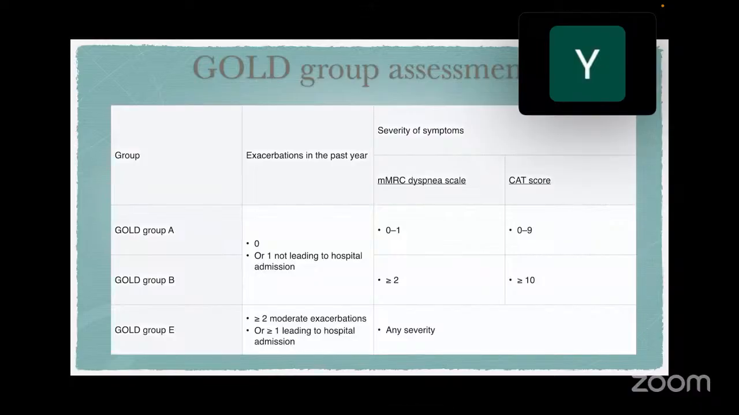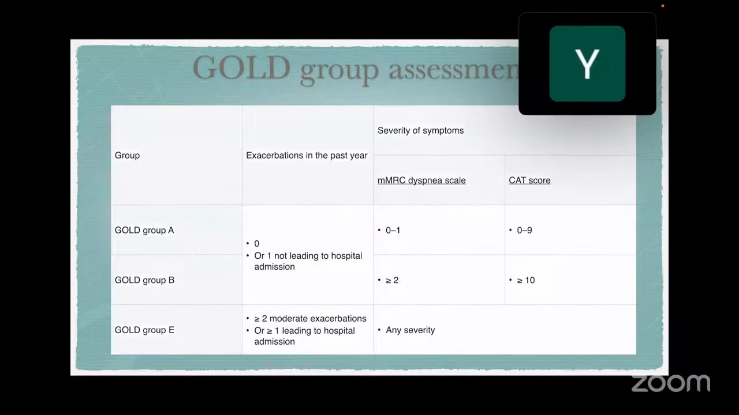Okay, this is the GOLD group assessment. We have A, B, and E. We have the exacerbations in the past year, so it depends on the exacerbations that have happened to the patient and the severity of symptoms. Group A is when there are no exacerbations in the past year that led to the patient being admitted to the hospital. Group E is when there were 2 or more moderate exacerbations, or 1 or more times where they were admitted to the hospital.